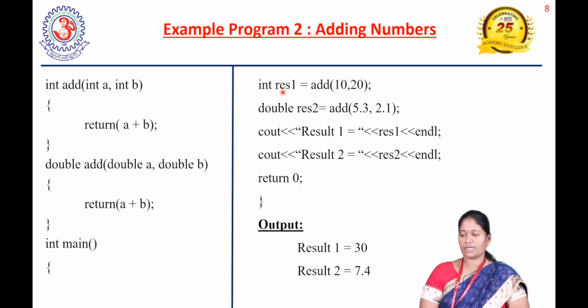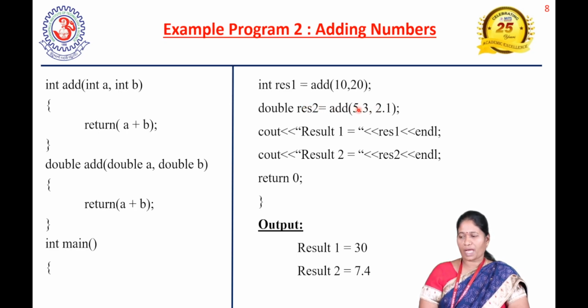Look at your next line. We have a function called add, but the returning type is double. So you need to create one variable with the double data type. Within this double, I have to create one variable called result2. Here I am calling this function add.